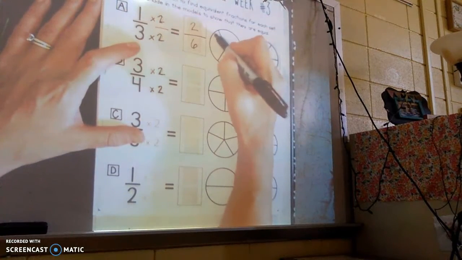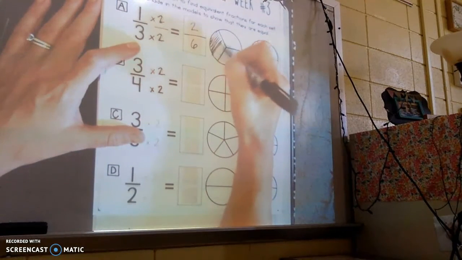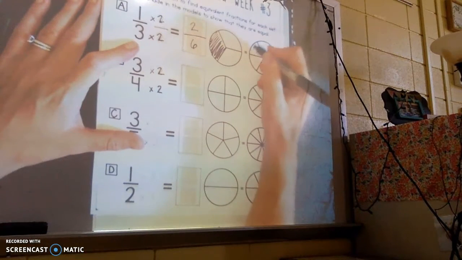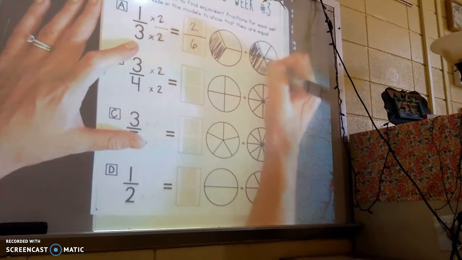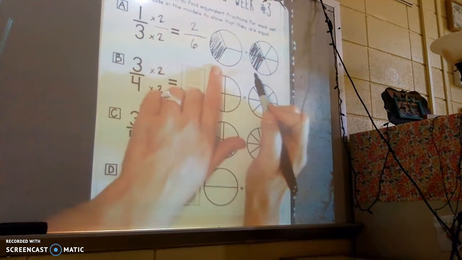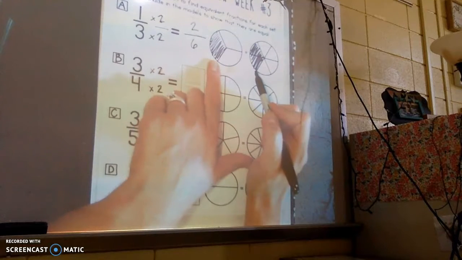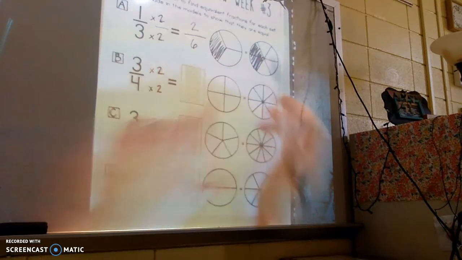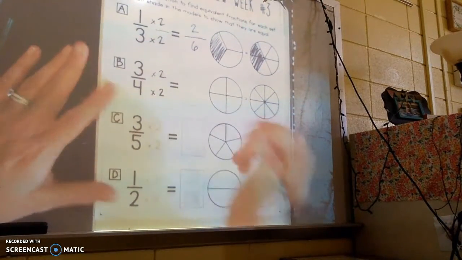Okay, first I'm going to shade my 1/3. Shade 1 out of 3 here. Then I'm going to shade 2/6. So my models are showing that this is an equal fraction or an equivalent fraction. These two fractions are equal because equal amounts are shaded in on both of my models.